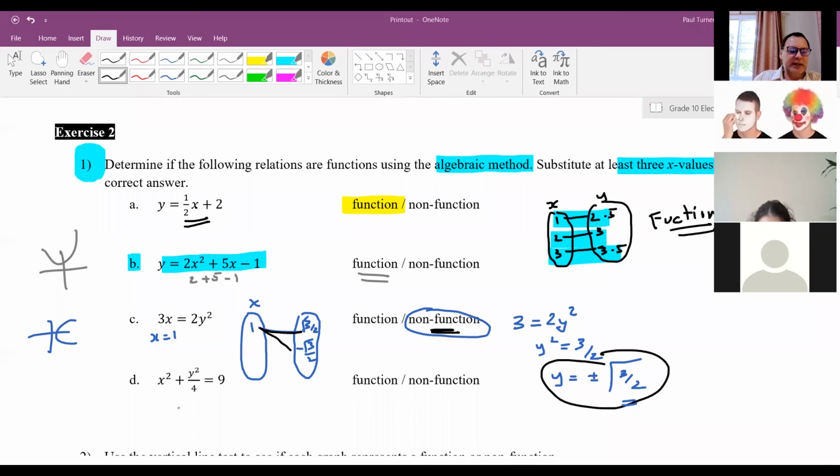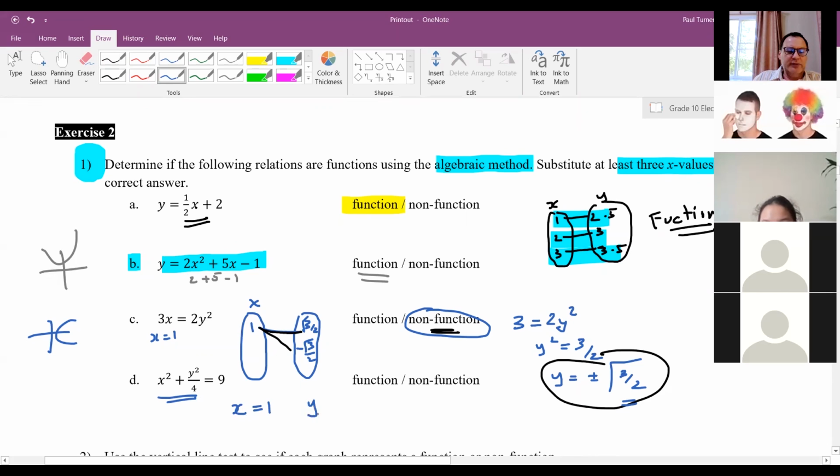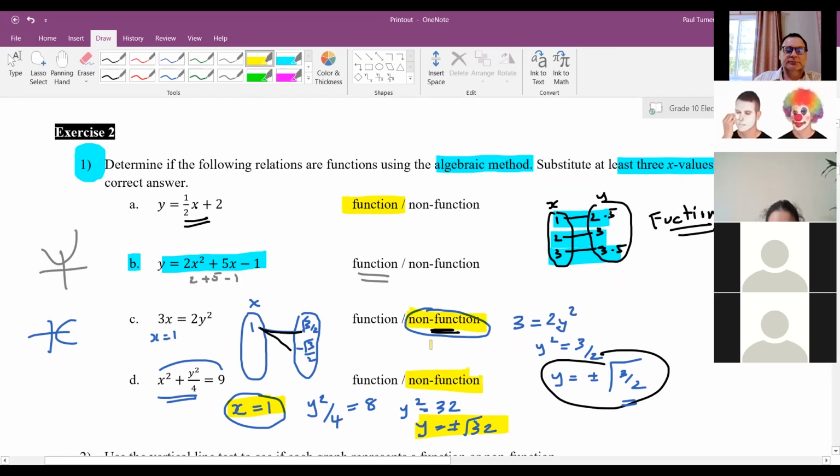Okay, so for question D, you can try the same thing. The time's run out. So if you put x equals 1 in here, you'll get y squared on 4 equals, bring the 1 over, you'll get 8. So y squared is 4 eighths of 32. So y will be plus or minus root 32. Again, not allowed, because this x value should only have one y value, not two like this. Okay? So that makes that a non-function. Both of those are non-functions. And that one was a quadratic, and that's a function.